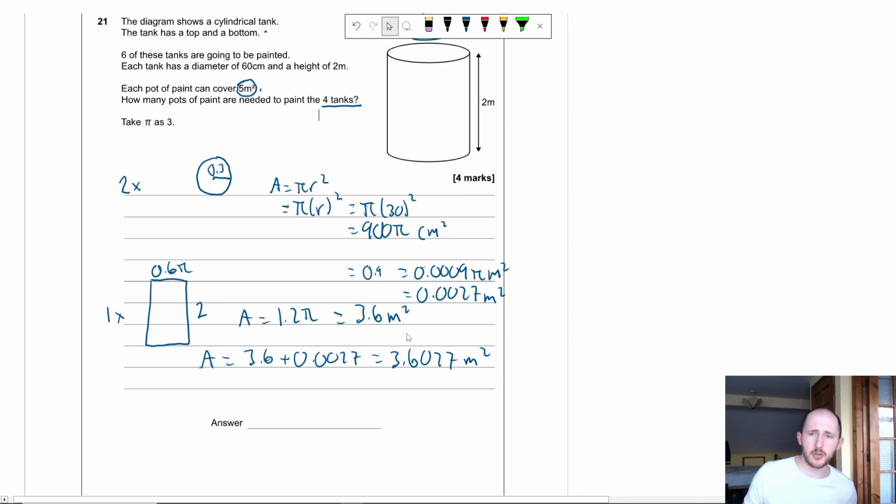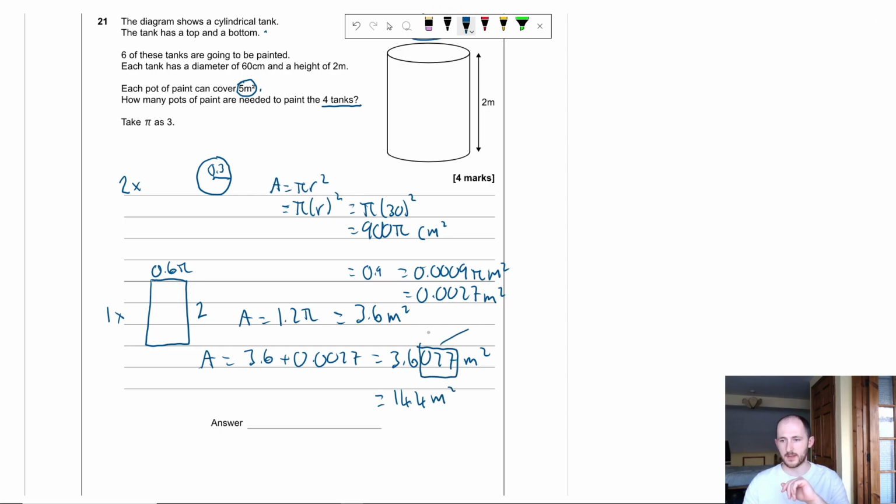Now, I'm actually going to show you a bit of a trick. Because each pot of paint can just cover 5 square meters, we don't actually need the decimal places. So I can ignore these 3 decimal places. I'm going to do 3.6 times 4, double it 7.2, double it again gives me 14.4 square meters. And again, I'm going to truncate this, because if each one's covering 5 square meters, all I know is it's basically 14.4. Now if each one covers 5 square meters, we need 3 pots of paint to cover that.